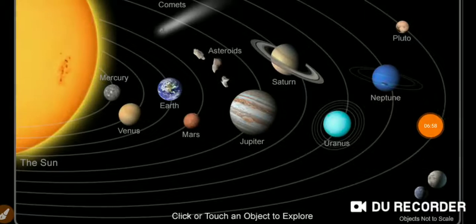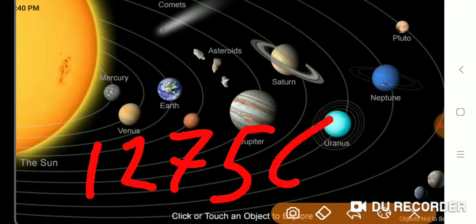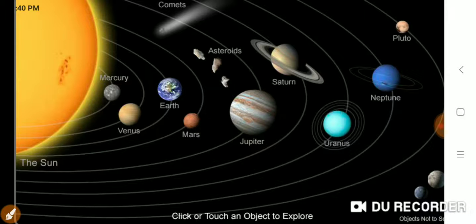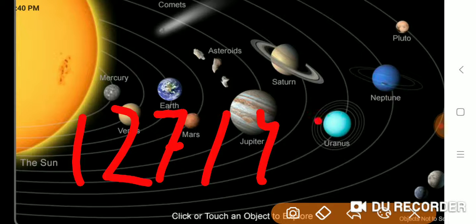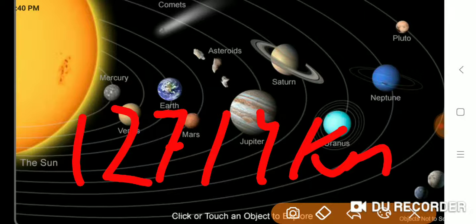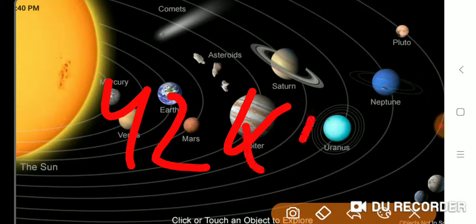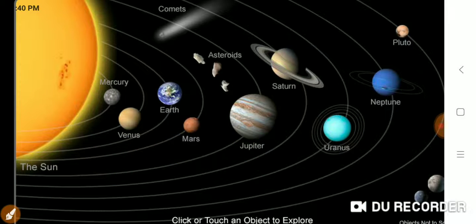Earth's diameter at the equator is 12,756 kilometers, and at the pole its diameter is 12,714 kilometers. So at the pole the diameter is less, at the equator the diameter is more. The difference is around 42 kilometers.